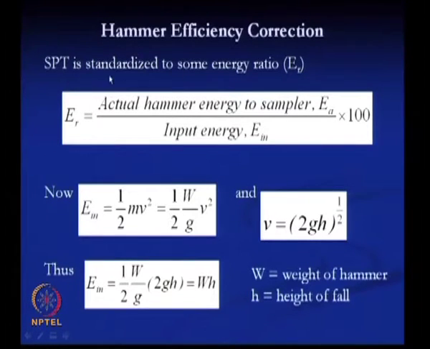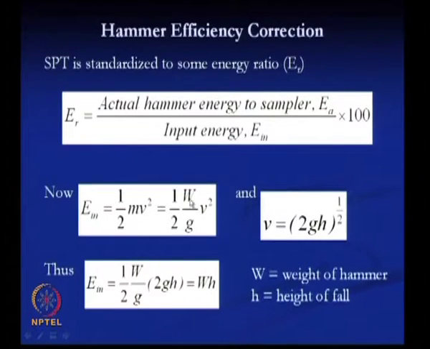Now, the SPT is standardized to some energy ratio. What is the energy ratio? The energy ratio is the ratio between the actual hammer energy to the sampler, EA, and the input energy, EI, expressed as a percentage. That means the input energy, which is EI, and the actual hammer energy required to penetrate the sampler into the soil. We can calculate the input energy as half m v square, where m is the mass of the hammer and v is the velocity of the hammer.